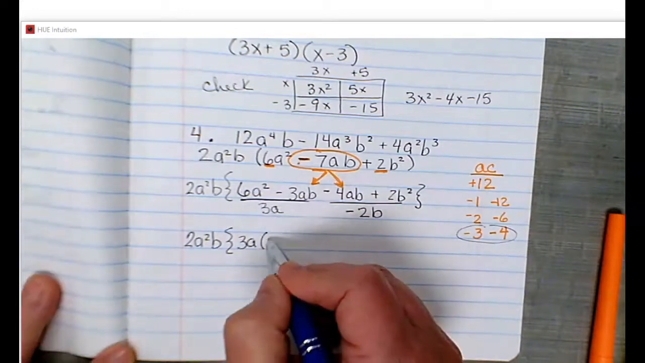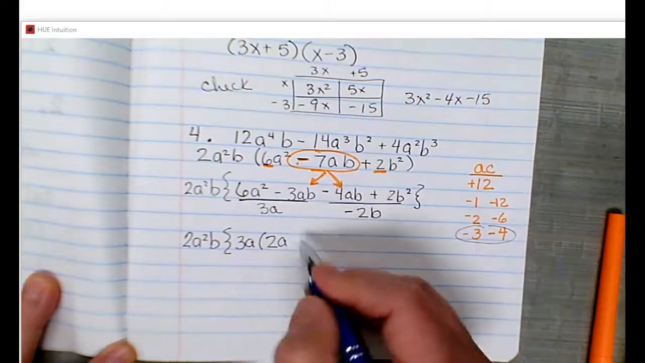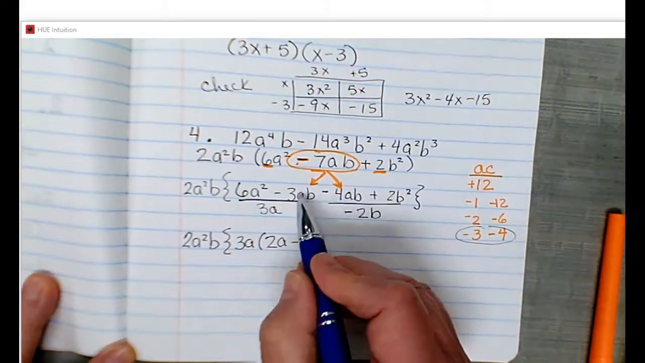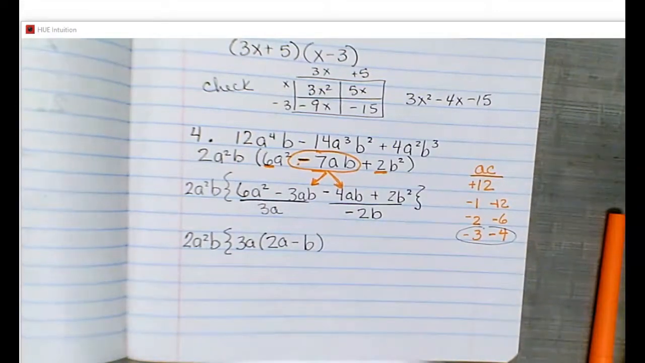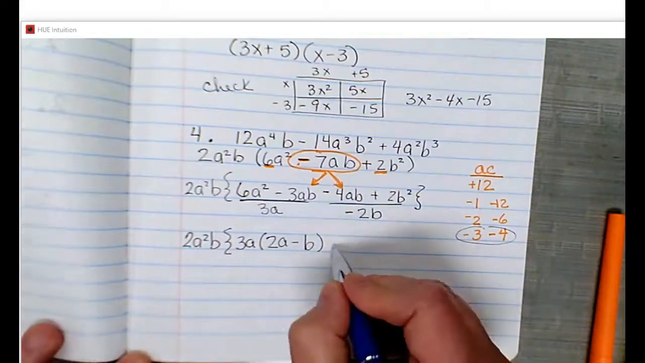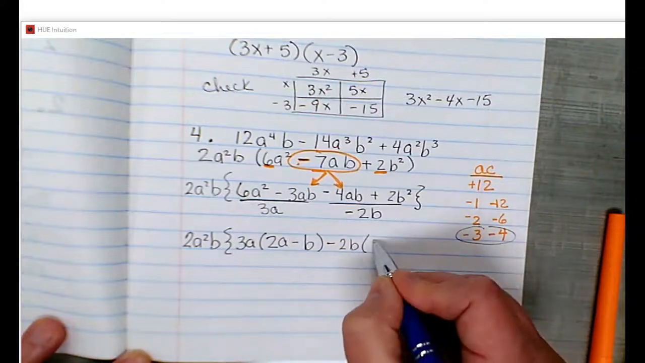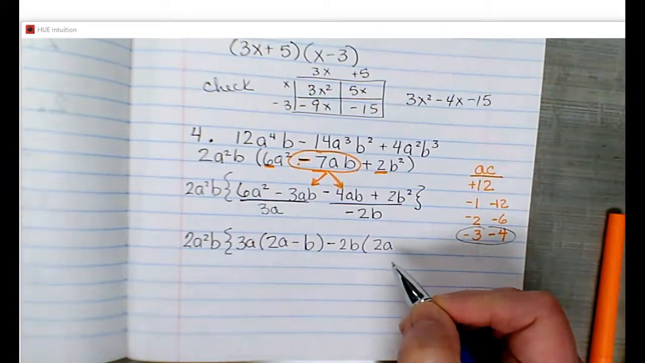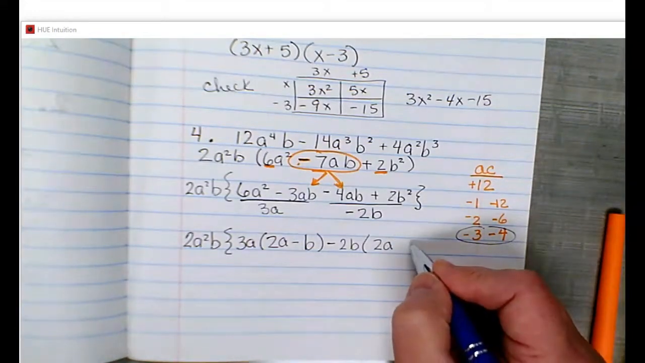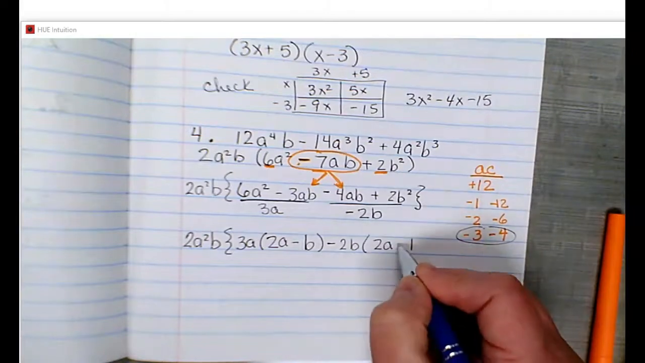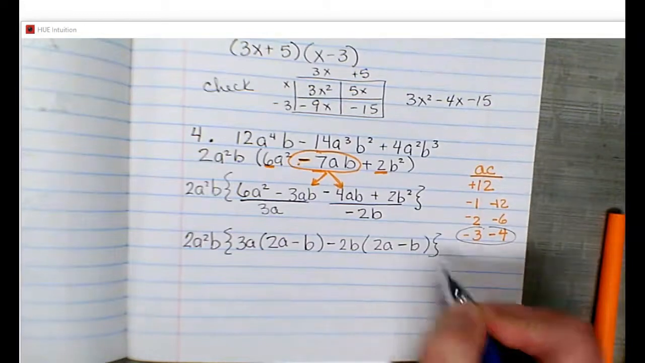6 divided by 3 is 2. One of the a's will cancel. 3 divided by 3 is 1. The a's cancel, and I'm going to have a b. Going to factor out a minus 2b. 4 divided by 2 is 2, and the b's will cancel. 2 divided by 2 is a 1, and that would be a negative 1, and one of the b's cancel.